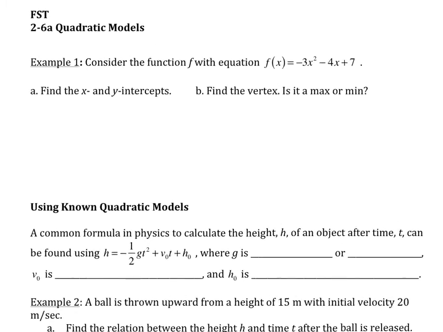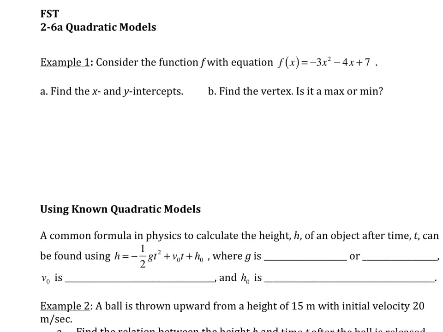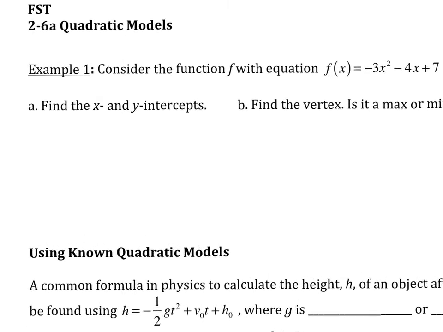We're going to consider this function that's called f, with the equation f of x equals negative 3x squared minus 4x plus 7. So we're going to find the x- and y-intercepts. What's nice is the y-intercept is super easy to find. There it is right there. The y-intercept is simply 7. You can write it as just 7 if you say y-intercept. Otherwise, it's the point (0, 7).